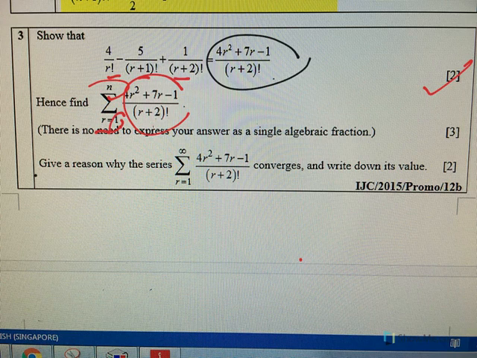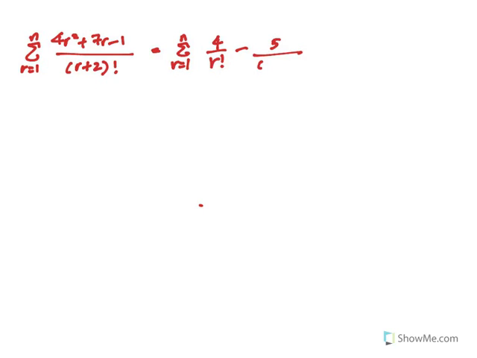Based on what we found just now, we know the summation of 4r squared plus 7r minus 1 over r plus 2 factorial. Hence, we use the earlier part. This is the same as writing the summation from r equals 1 of 4 over r factorial minus 5 over r plus 1 factorial plus 1 over r plus 2 factorial.